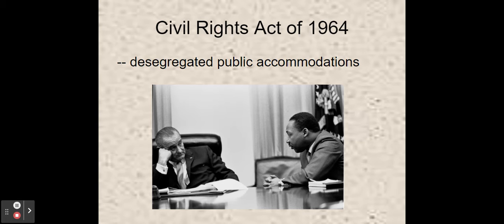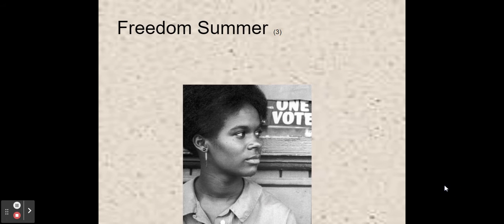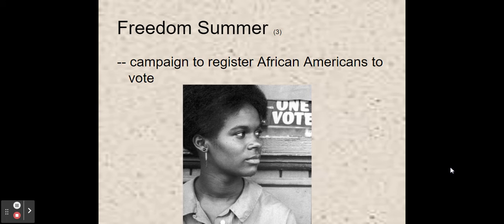Now, even though the law is there, having the law there and enforcing it are two totally different issues. So, what we're going to see is something called the Freedom Summer. Okay, as things begin to desegregate, white college students and African American college students are going to head down to the South and try to help with the desegregation process. And one of the big areas they're going to focus on is getting African Americans registered to vote.